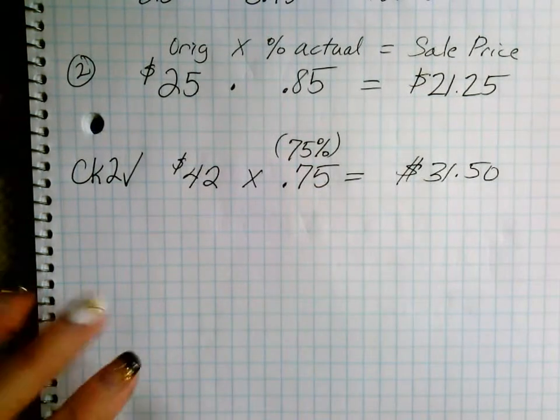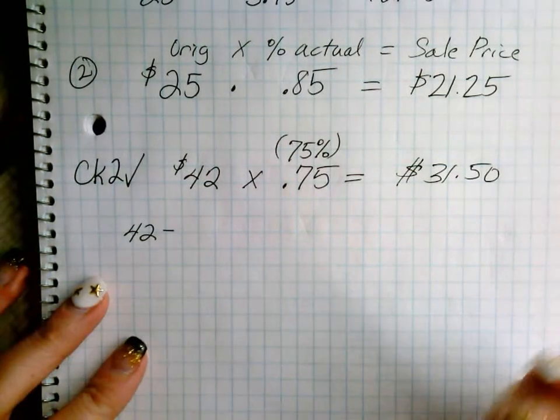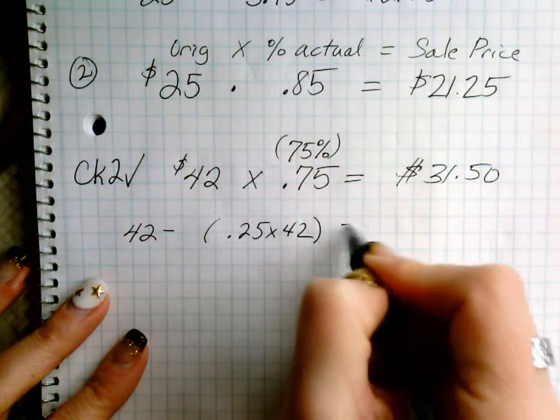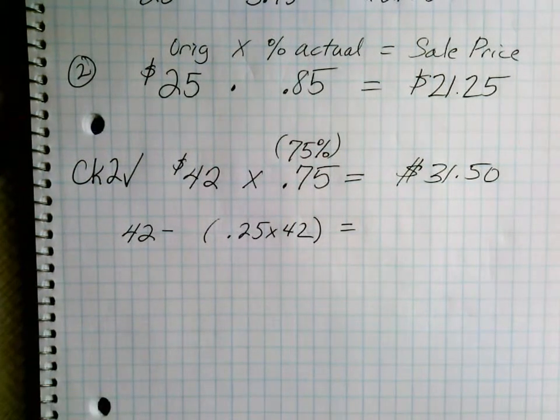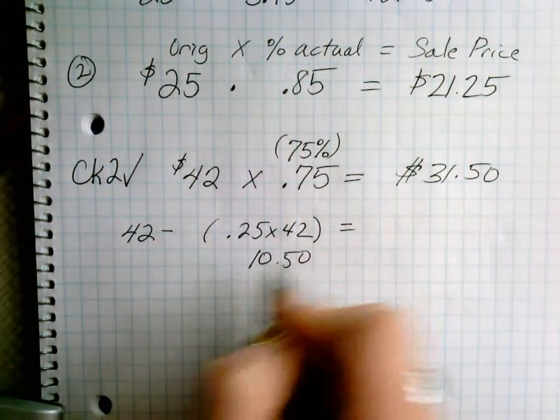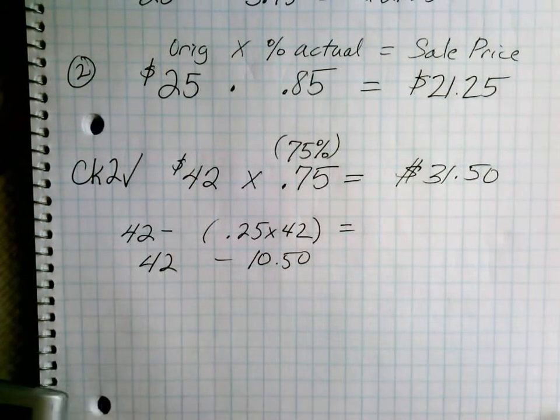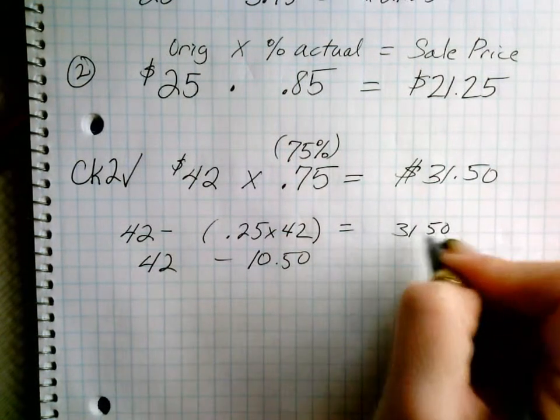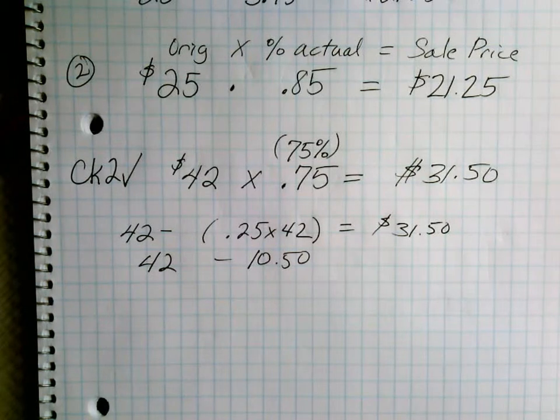If you did it the other way, and you did 42 minus 25% of 42, you would still end up with the same answer. It's just an extra step. $10.50 is the discount. Okay, so you end up with $31.50. Now whatever way you do it, it doesn't matter to me. I just prefer method 2 because it's less work.